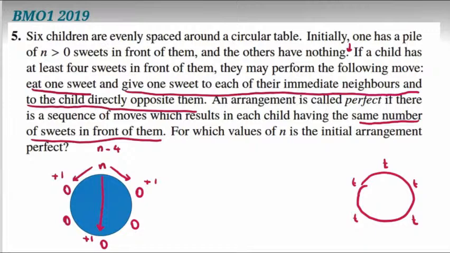It says: for which values of n is the initial arrangement perfect? At first, try to use a small example. Pause the video and try to solve it. If you don't see it right away, pause the video and try to find small examples for which n is possible, and try to find at least one example. If you can do that, then you can find the solution in an easier way.